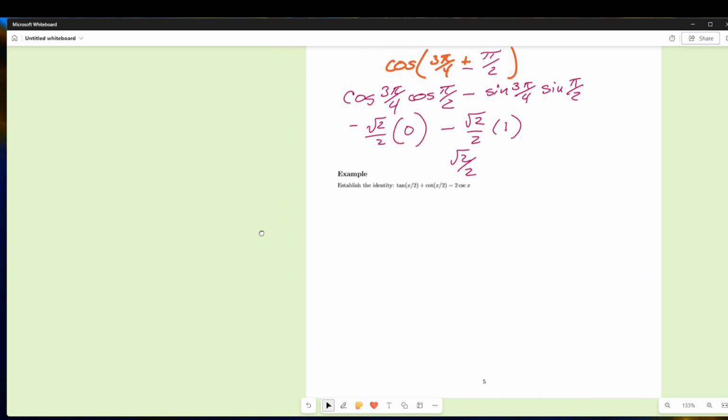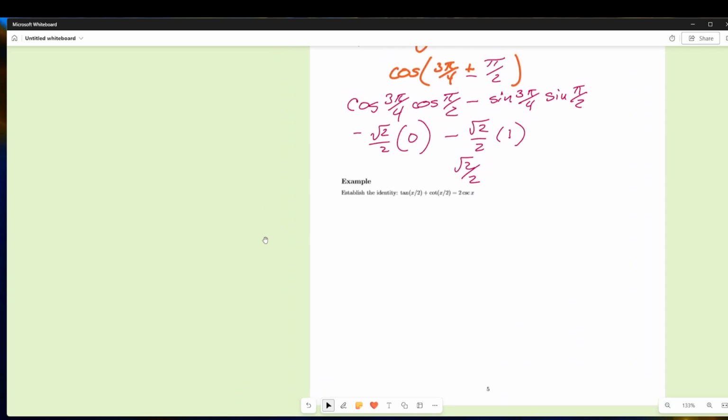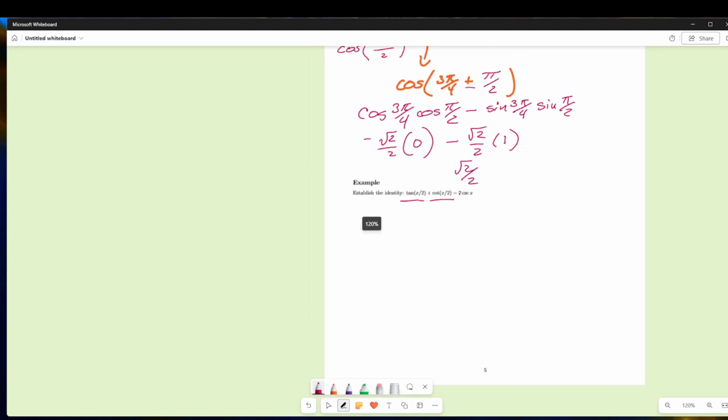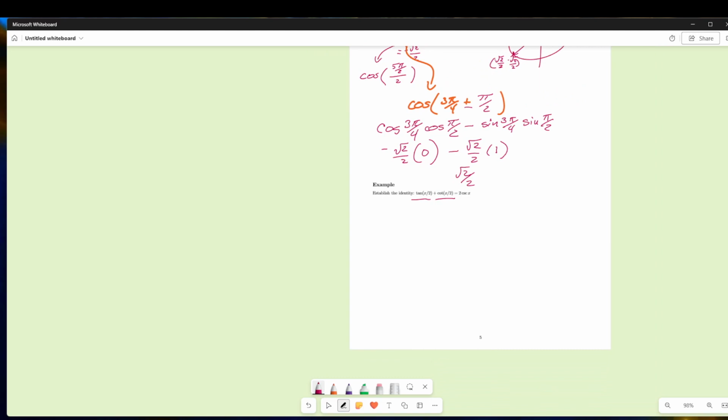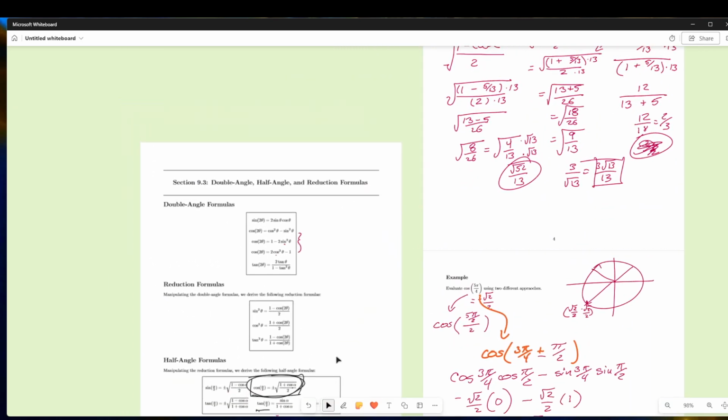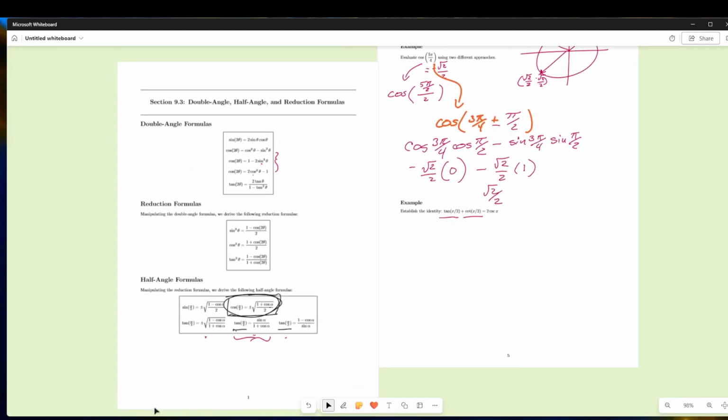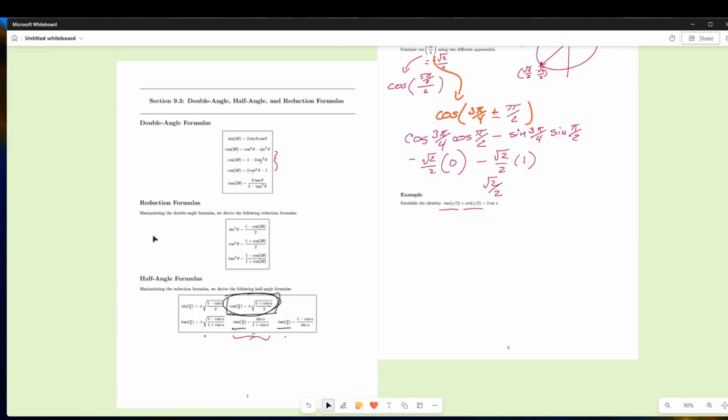Establishing identities. So again, we're going to grab what we know we can turn tangent of something over 2, so our half angle formula for tangent. And we don't have a half angle formula for cotangent, but we'll kind of fix that. I want to grab those while I still have the ability to move stuff around. The big thing is we just have to decide which version of the tangent half angle formula we want to use.